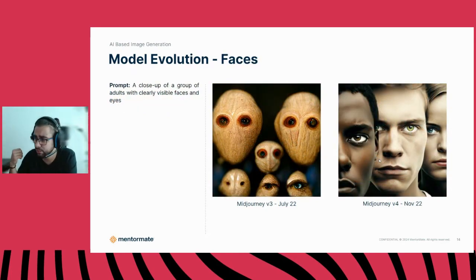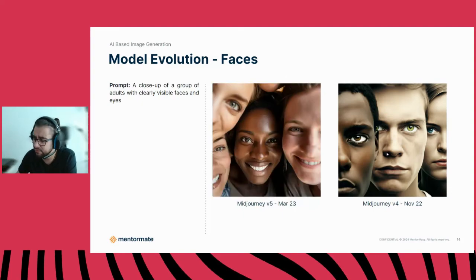Faces are also something that the models struggled a lot with, and this is why. Look at Midjourney version 3. When I ask it to give me a close-up of a group of adults with clearly visible faces and eyes, it's not even humans. I don't know what that is. It's some weird wooden thing, I guess. Version 4, very artsy. Looks a bit weird, but it's good, at least. It looks like a human. Version 5, the second big jump in quality, gives us actual human faces.